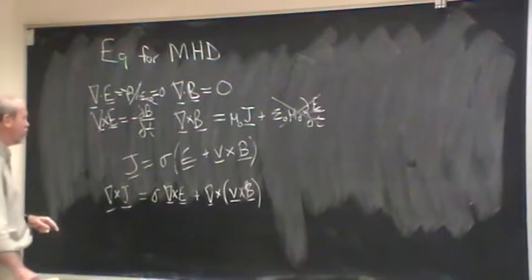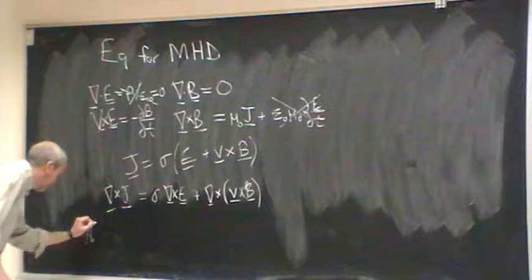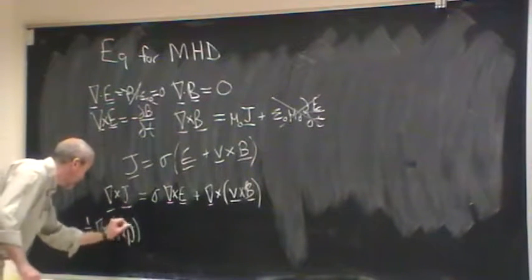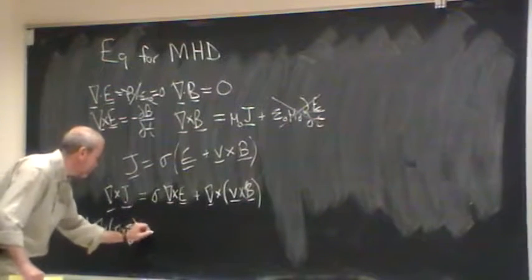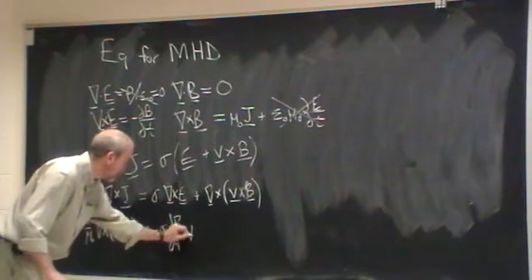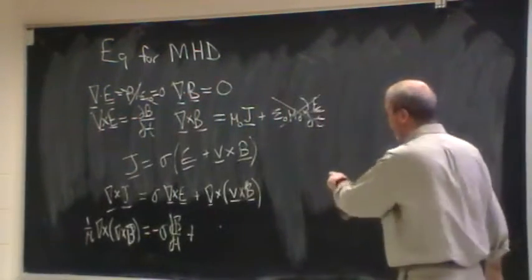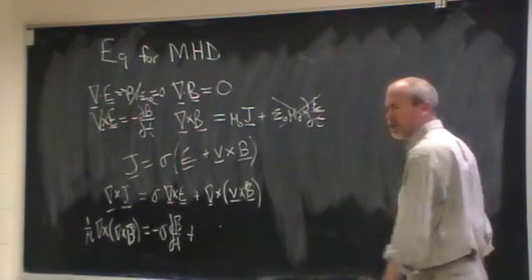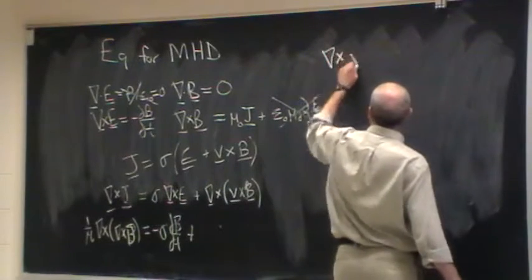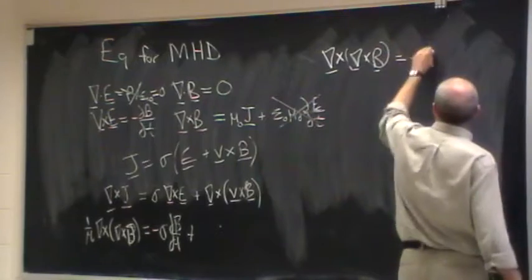Okay, so I guess we'll just go ahead and do this. So we've got 1 over mu naught, the curl of B, is equal to minus sigma dB dt plus that thing. Okay, so far so good? Now I'm going to move minus dB dt to the other side of the equation so it's positive. I'm going to realize that the curl of curl of B is minus Laplacian B.